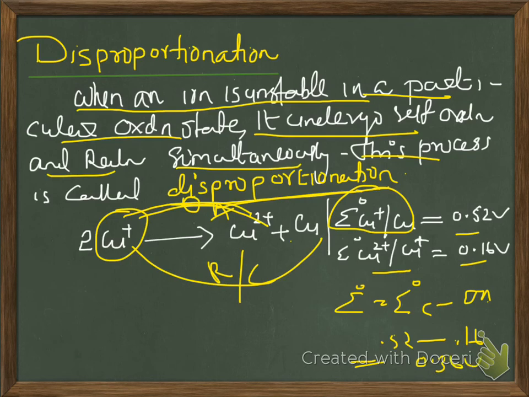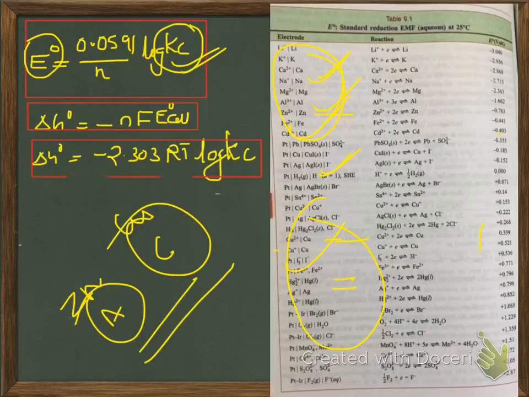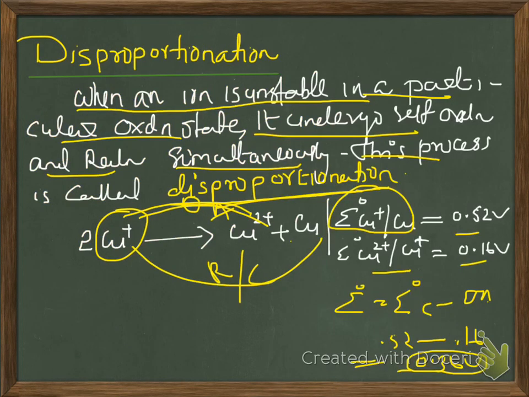0.36 volt. Since E0, that means standard EMF, is positive, equilibrium constant should be greater than 1. We are putting this value in this equation, E0 equal to 0.0591 by n into log Kc. On solving, E0 substituted as 0.36, n is 1. One electron change is there. Then Kc will get as 1.3 into 10 raised to 6. For this, you have to take anti-log of some parameters. Then you will get 1.3 into 10 raised to 6 at 298 Kelvin.